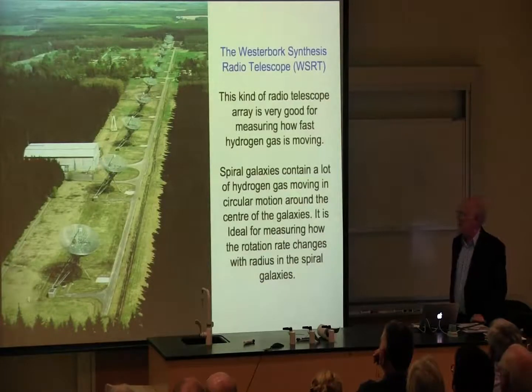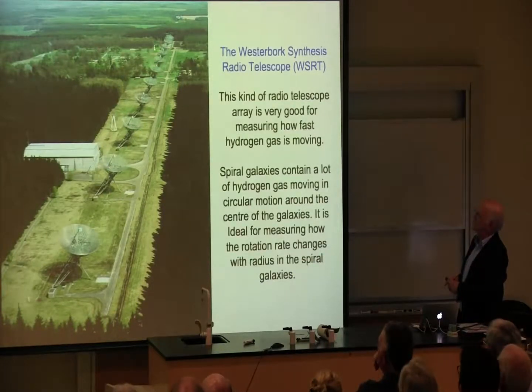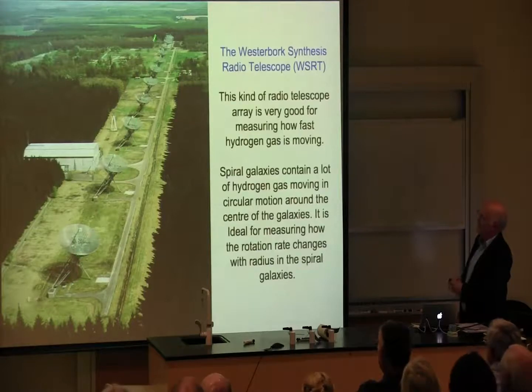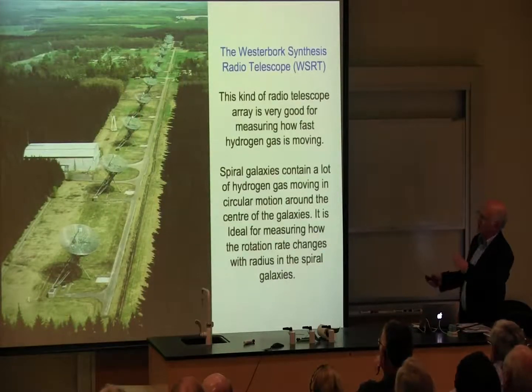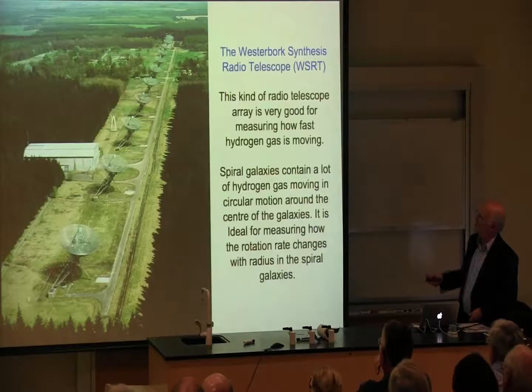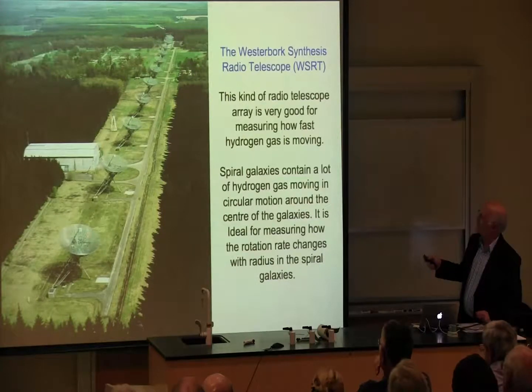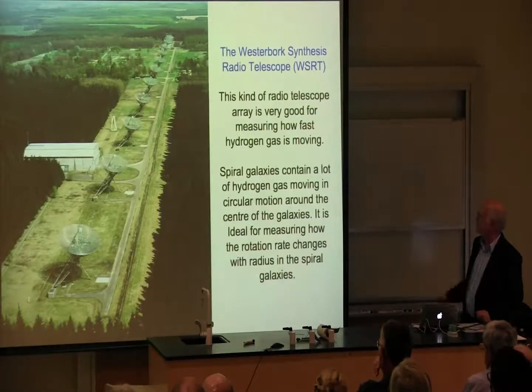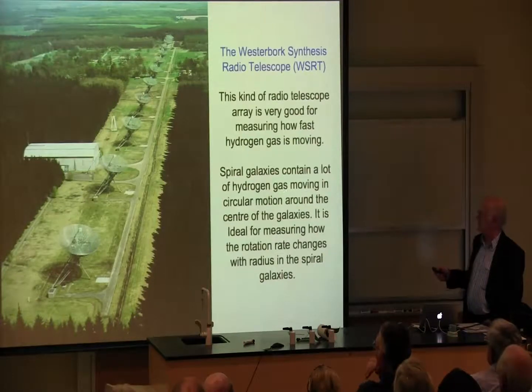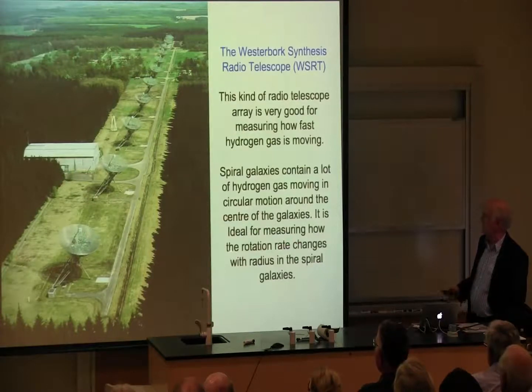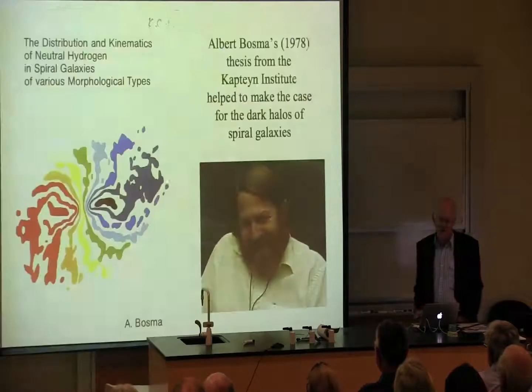Okay, how do we measure rotation? We use telescopes like this. This was the one that the real clinching observations were made with. It's a telescope in the Netherlands. It's 14 antennas. You make interferometers between each pair, and as the Earth rotates, you build up an image of this galaxy with the resolution that you would have had if you had a single telescope with that sort of diameter. So these are great for measuring how fast hydrogen's moving. Spiral galaxies have a lot of hydrogen moving around in circles around the centre of the galaxy, ideal for measuring how the rotation rate changes with radius, which is what we need.